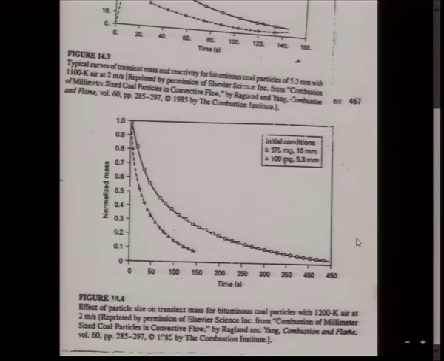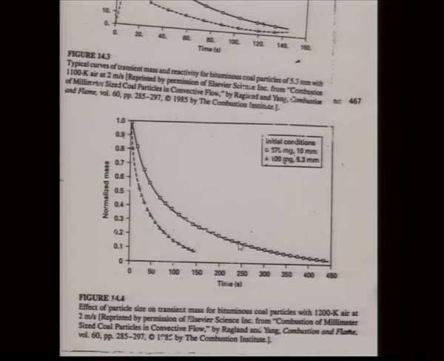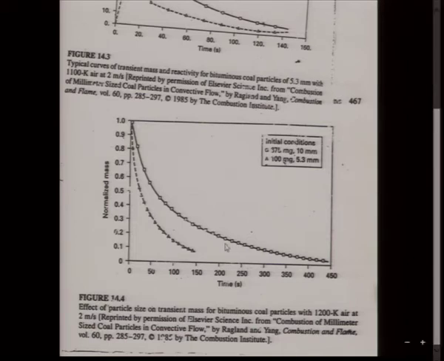So this is again for coal particles, and there are two coal particles. The upper one is 10 mm size, 675 mg mass, and the lower one is 100 mg mass, 5.3 mm. And you will see that the bigger particle loses mass, the smaller particle also loses mass, both of them lose mass.